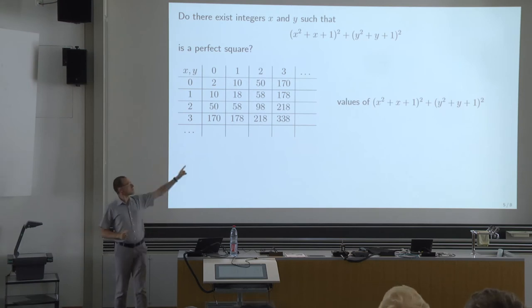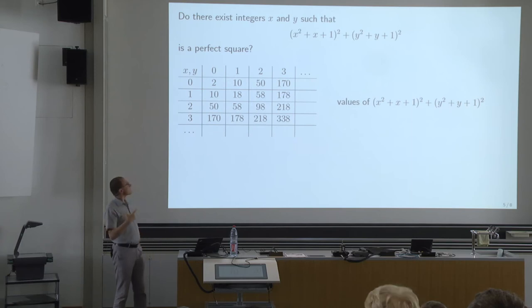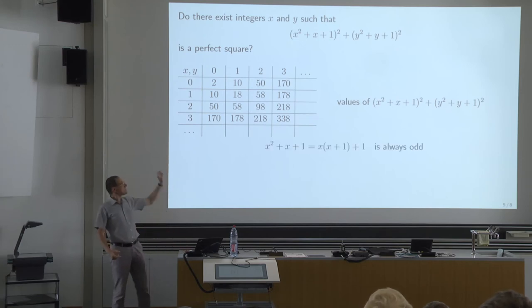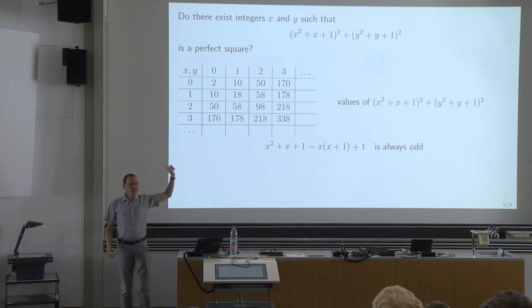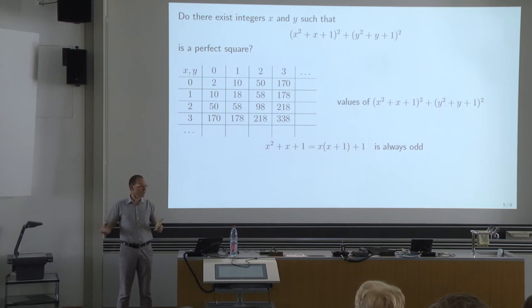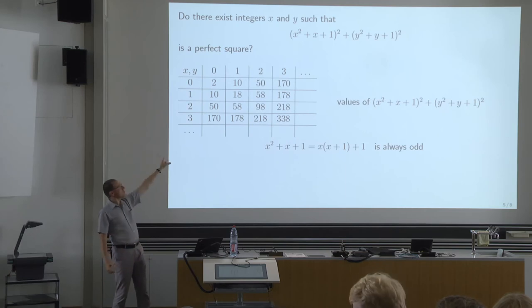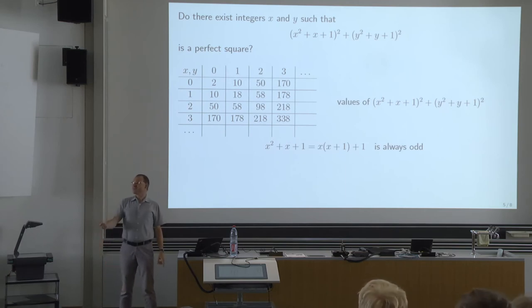Why is this expression always congruent to 2 mod 4? Aha, I see. Yes. So the term in each bracket is an odd number. Look, it's not just a sum of two squares. In principle, the sum of two squares can be a square. For example, 3 squared plus 4 squared, as you all know, 9 plus 16, 25 is a perfect square. You can have a square plus a square being a square. But you cannot have the sum of two odd squares become a square.